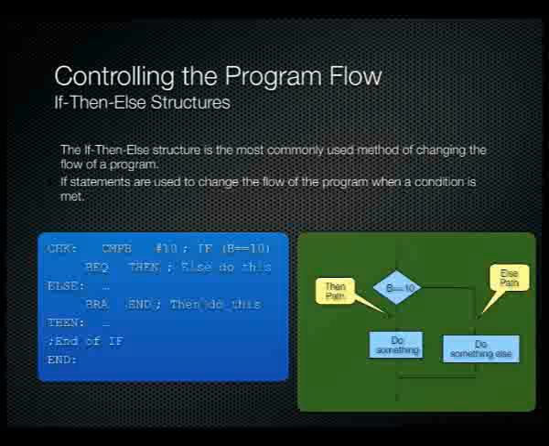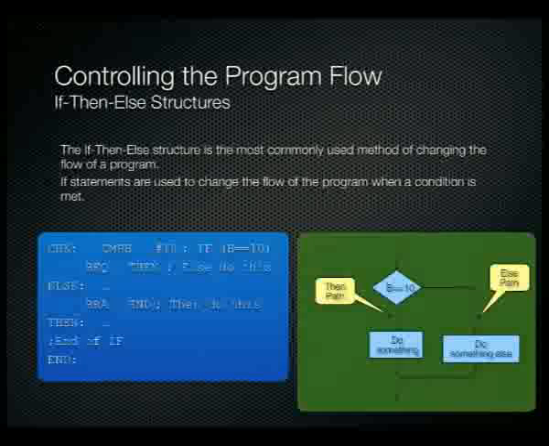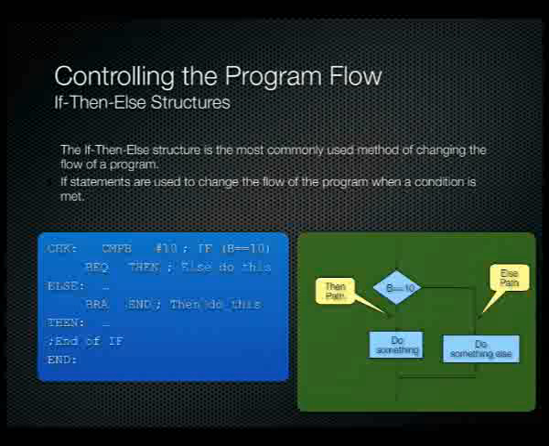So I've given an example here on the left in assembly code. We have our compare B. We compare B with 10 because that's the value we're comparing against. Then we use a branch if equal command because it's the equal operator, so we want to check the equals condition. Then if in fact it is equal, we branch to then, which means we skip over the else code and jump down to the then code.